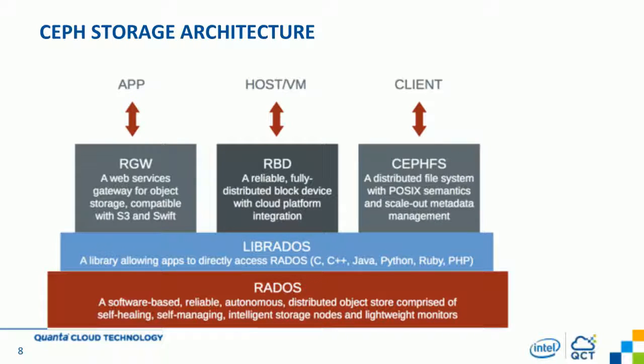So let's look at the Ceph storage architecture. The core idea of Ceph is to provide a distributed storage system that is massively scalable with high performance and no single point of failure. It's been designed to scale to exabyte of data and runs on general purpose commodity hardware.